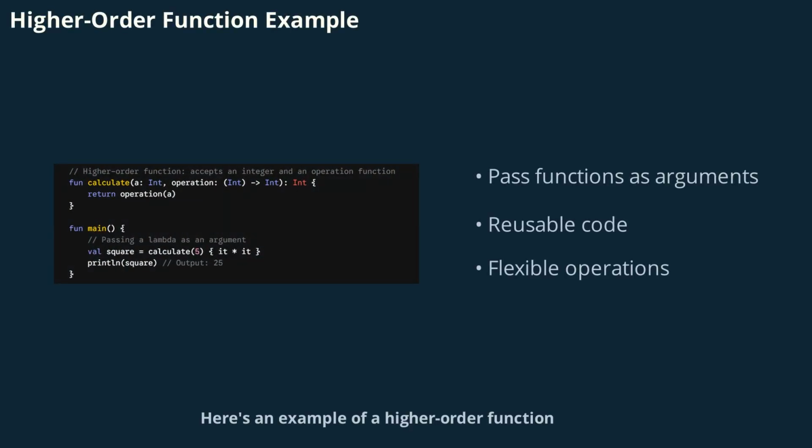Here's an example of a higher-order function. Suppose you have a function called calculate that takes an integer and another function as parameters. You can pass a lambda to calculate, such as { it * it }, to compute the square of a number. This pattern allows you to pass different operations to the same function, making your code more modular and reusable.